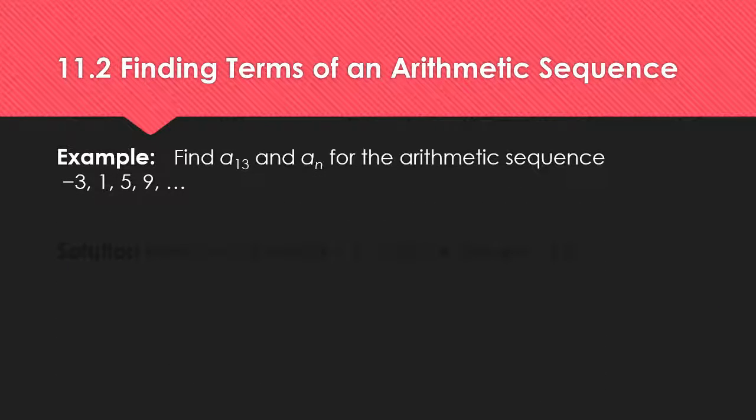Okay, use that rule to find the 13th and the nth term for this sequence. We know what a sub 1 is, and you can find the common difference, then use the formula. Pause the recording, give it a try, and resume to check your answer.